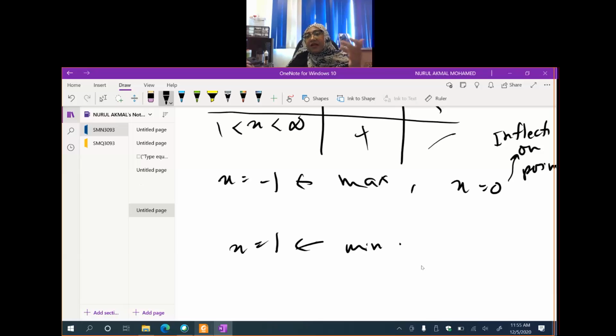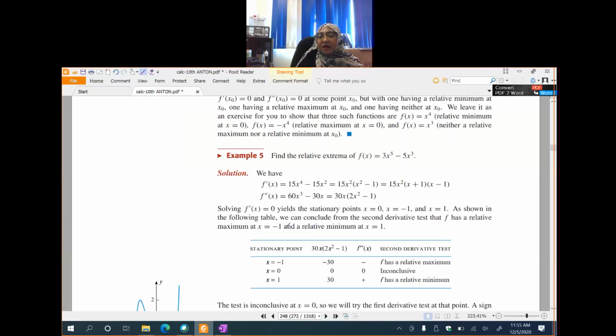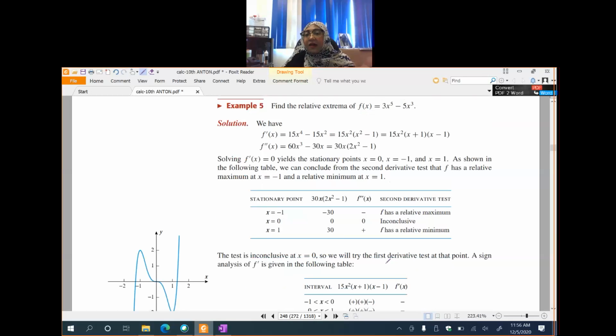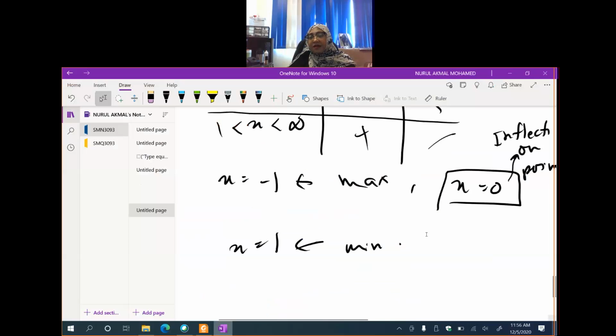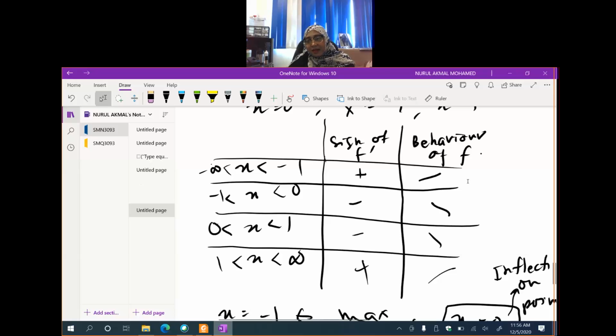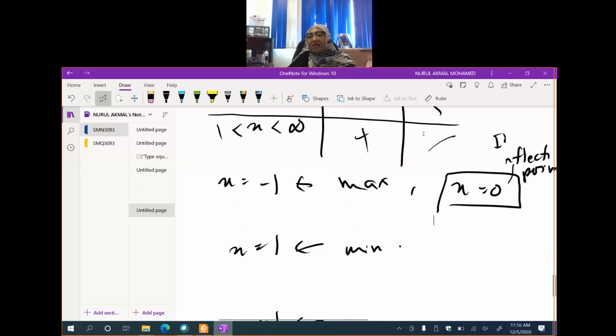So x equal to 0 is inconclusive for the first derivative test. It's inconclusive for the second derivative test, so we have to use the first derivative test. If you use the first derivative test, then it's fine. It's already fine, because we know that it's decreasing and then decreasing.